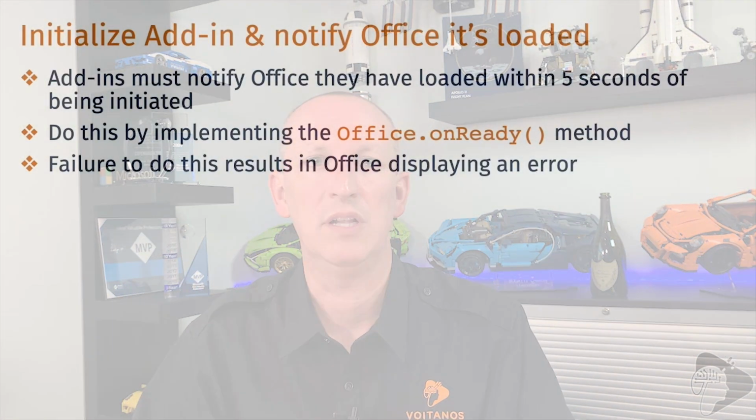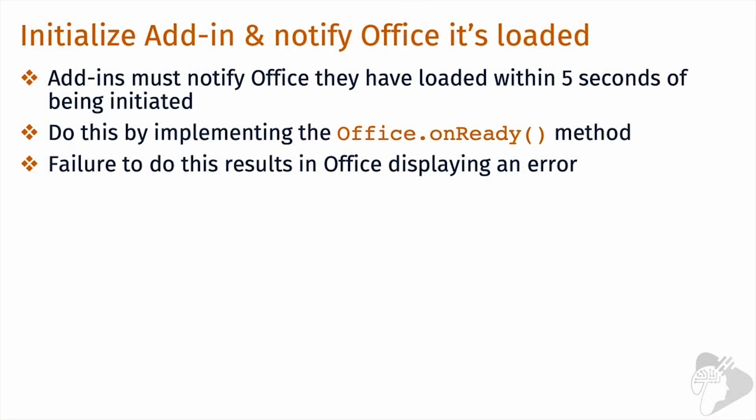Now, once you've created your HTML page that contains the add-in implementation and you've got that script reference in, the next thing your add-in has to do is respond to the hosting Office client app within 5 seconds to say, I'm ready, I've been initialized. If you don't do this, Outlook or Word or Excel or whatever Office app it is, is going to display an error.